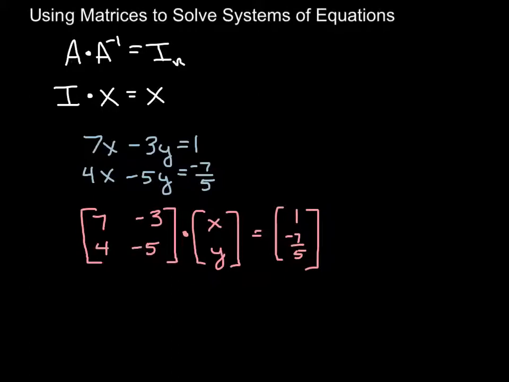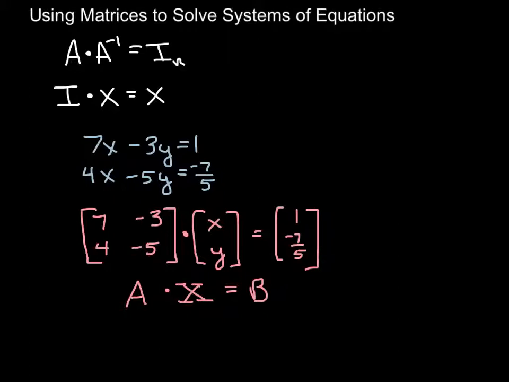So I'm going to represent these matrices using letters and variables. Our coefficients, I'm going to say that's matrix A. Our variables, I'm going to say that's matrix X, capital X. I'm going to say the answers is matrix B. So I'm trying to solve for X here. I'm trying to get this X by itself. So I want to get rid of this A.